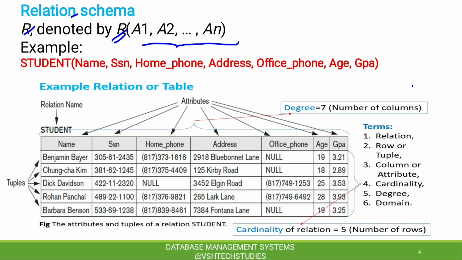For example, the name of the relation is student. In this ordered list of attributes, it has the name attribute, SSN, home phone, address, office phone, age, GPA. That is what is shown in the relation here. So this whole relation is shown here, and here the relation schema, its structure, is shown. This is the relation schema and this is the relation.